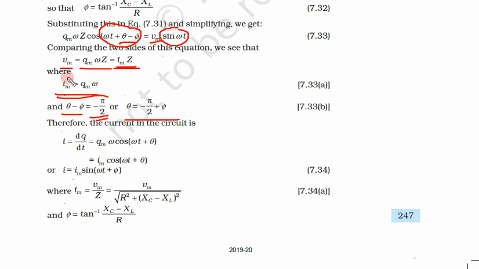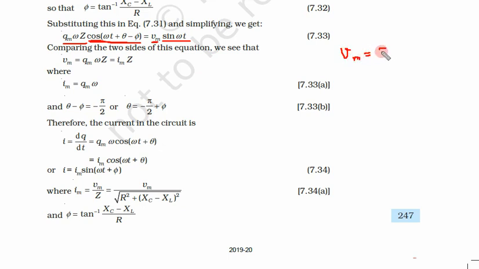But how do we get this equation? So let us see how we get these equations. First of all, this is the angle part, and the remaining part is the amplitude part. On comparing the amplitudes, Vm must be equal to Qm into Z omega.